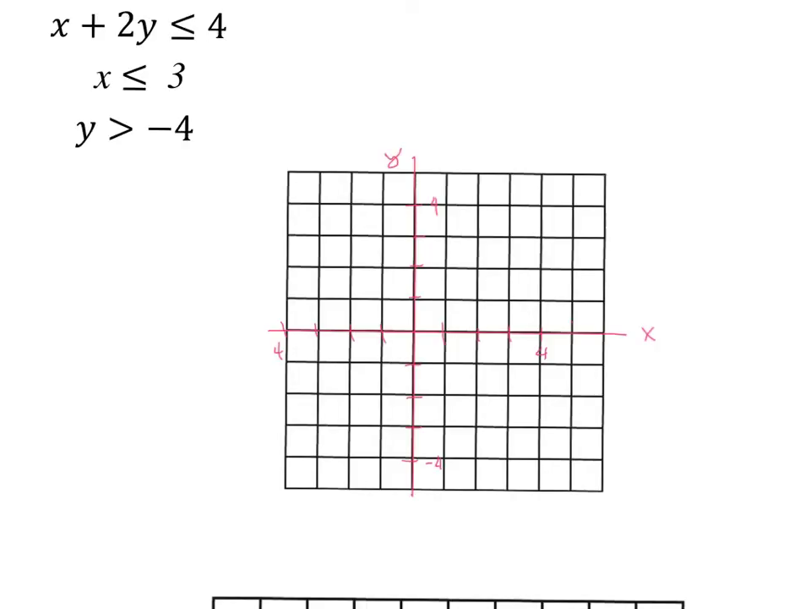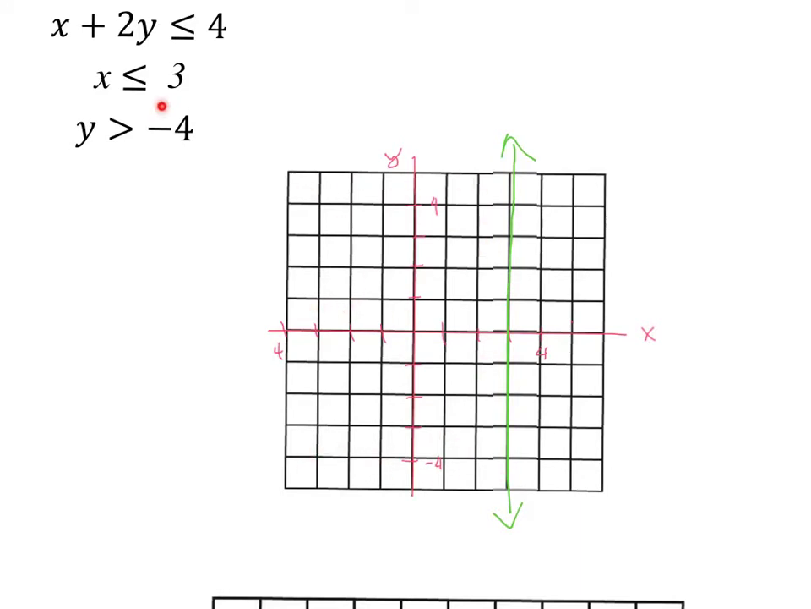Alright, so the first thing I'm going to graph is x less than or equal to 3. So I'm going to go to x at 3, and I'm going to make a vertical line. And it's solid because it's less than or equal to. Less than 3 would be everything to the left. So I'm going to keep that in mind as I'm graphing everything else.